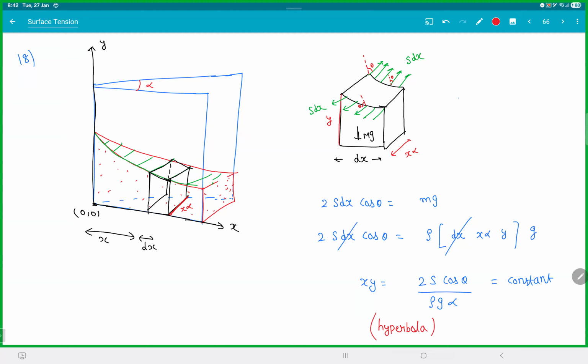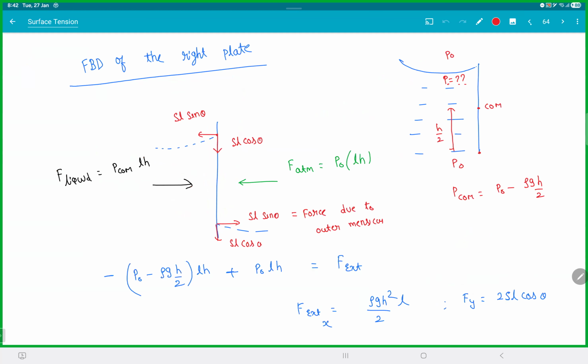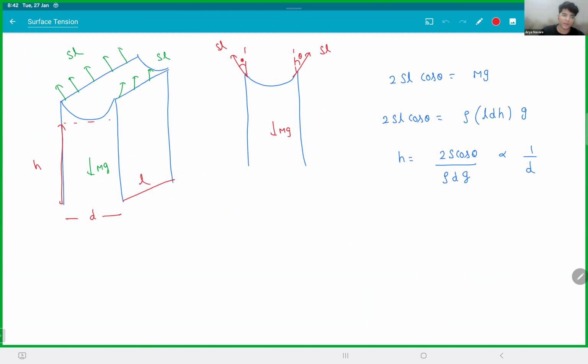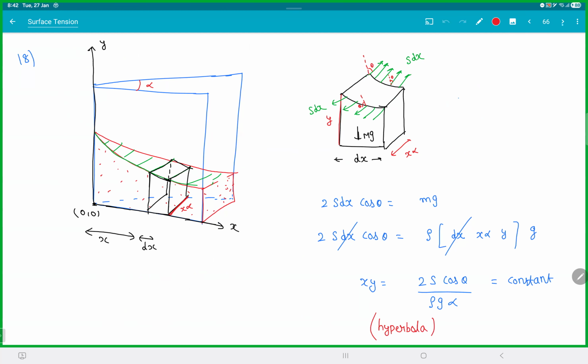So that shape which you get is a hyperbola. Sir, how will we get cos theta? Because this is the contact angle. Contact angle is what? How did cos theta come here? Okay, right, it's the contact angle. Sorry, it's not alpha. Alpha is different.